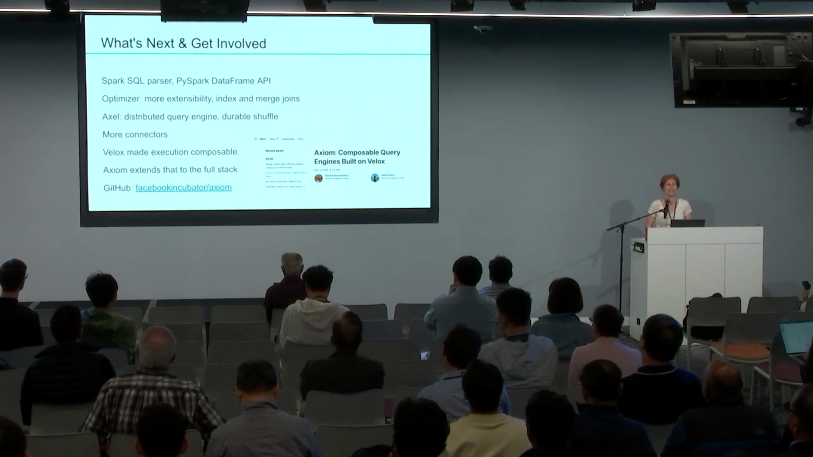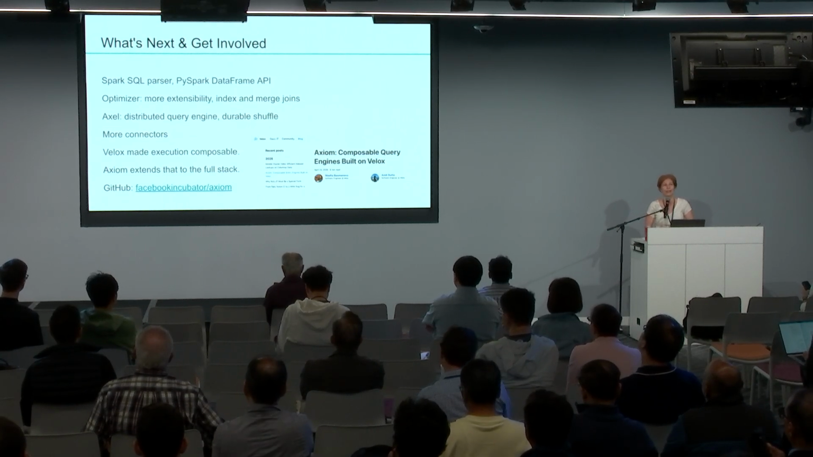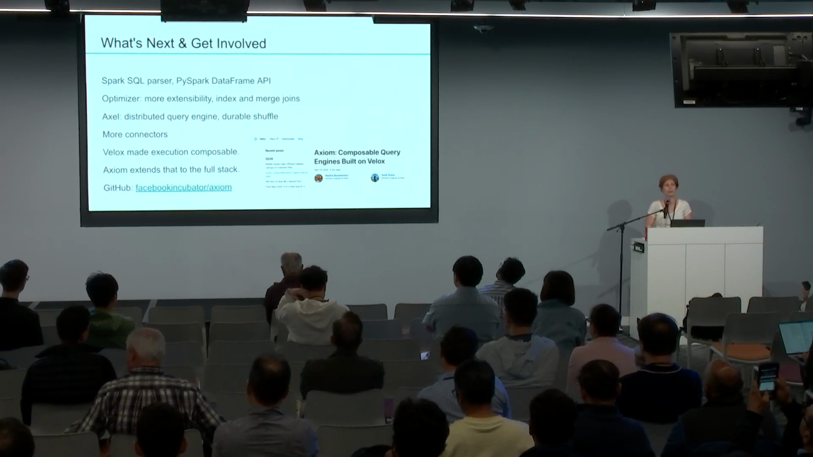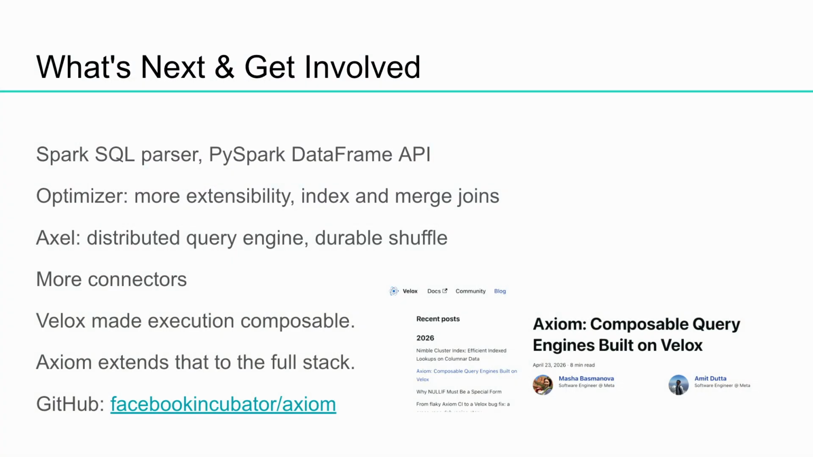What's next? Still a lot to build. Spark SQL parser, PySpark data frame API, closing the gap between PrestoSpark users, making the optimizer truly extensible, adding index merge joins, durable shuffle for batch workload with fault tolerance, and the connector ecosystem is ready to grow. Velox made execution composable and delivered massive efficiency gains. Axiom extends that same vision to the full query processing stack. The pieces are there. Come help us put them together.